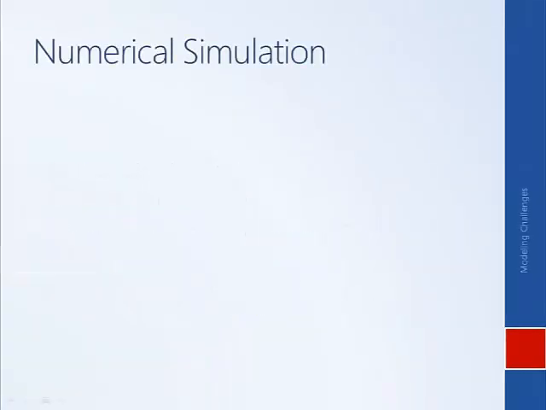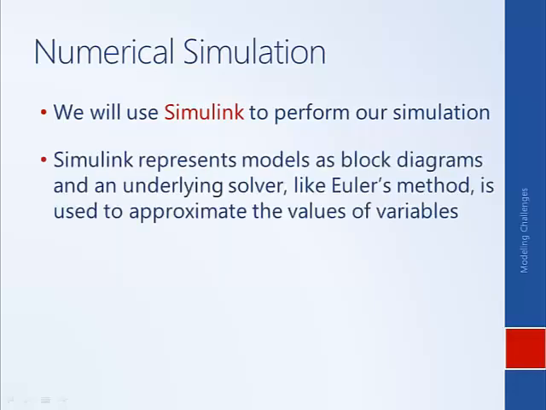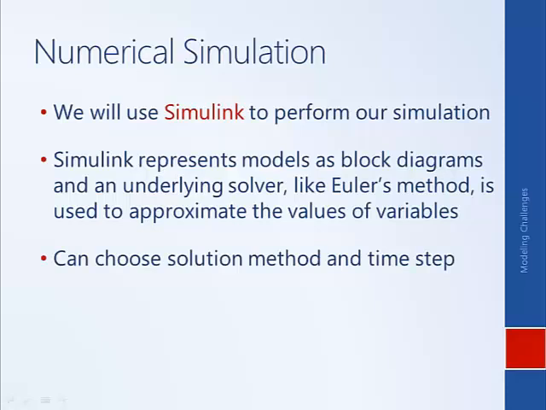The software package we will use in this class for performing our numerical simulation is something called Simulink. Simulink is an add-on to the program MATLAB, which we've already introduced in this class. Simulink represents models as block diagrams, and an underlying solver, like Euler's method, which we introduced, is used to approximate the values of the variables. Within Simulink, you can choose the solution method, for example, a higher order solver than Euler's method, and you can also specify the time step that the simulation uses.